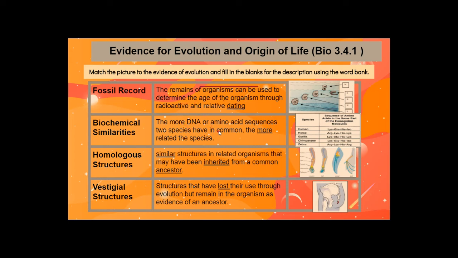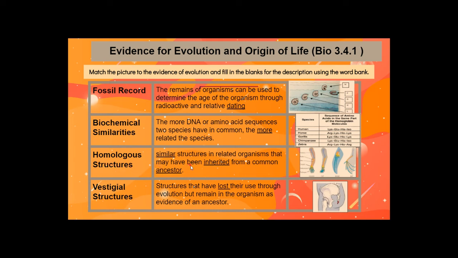Biochemical similarities. The more DNA or amino acids you have in common with a species, the more related you are. So for example, in this chart, a human has lys, glu, his, ile. We're most related to a chimp because they also have the same sequence.